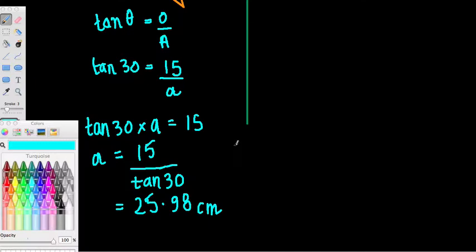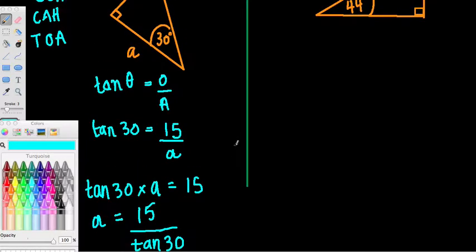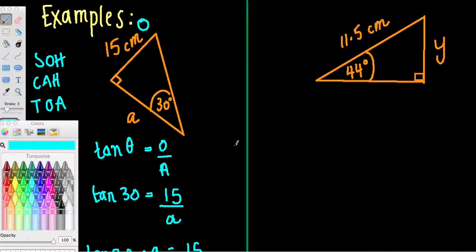Here we go. One thing I always like to do as well is look at my answer. Here I've got 25.98, and what I do is go up to the top and think, does that make sense with this triangle? If that side's 15, could that one be 25.98? And yeah, it seems reasonable.